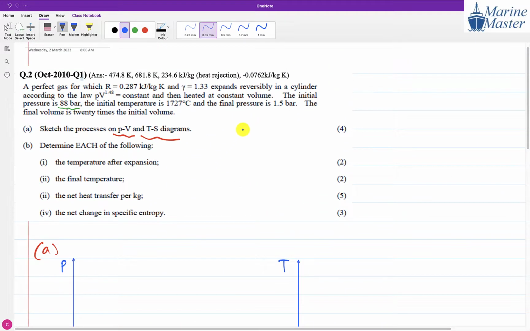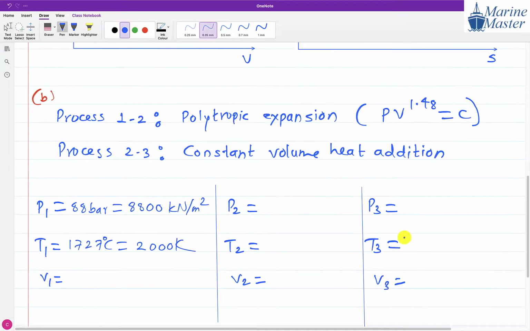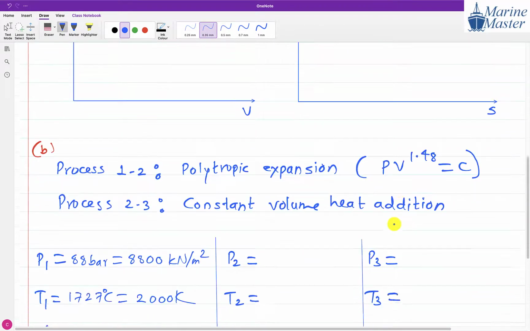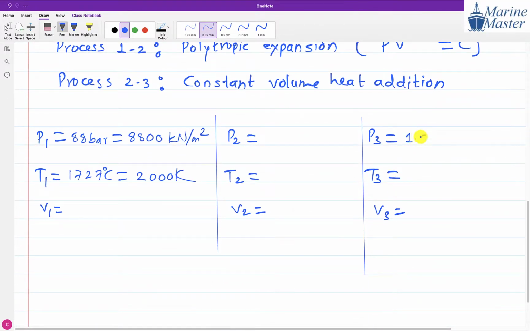After that, what are they saying further? Final pressure. What is our final point here? P3. So the final pressure is 1.5 bar, so P3 will become 1.5 bar. But we have already discussed our favorite unit of pressure. So it will become 150 kilonewton per meter square.